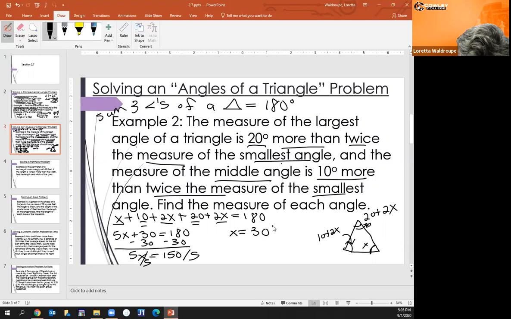x is 30 degrees. And then I have to do 10 plus 2x, where x is 30. So 2 times 30 is 60, plus the 10 gives me 70 degrees. And then the last one, 20 plus 2 times 30. Well, 2 times 30 is still 60, plus 20 gives me 80 degrees.